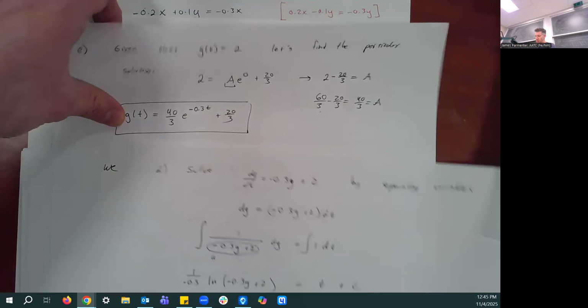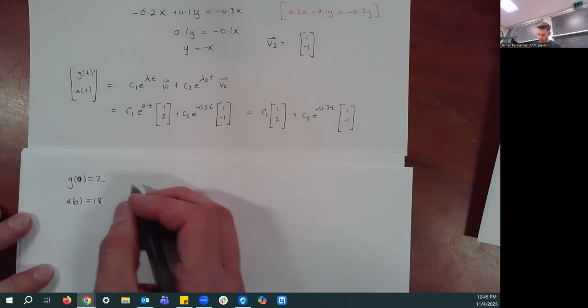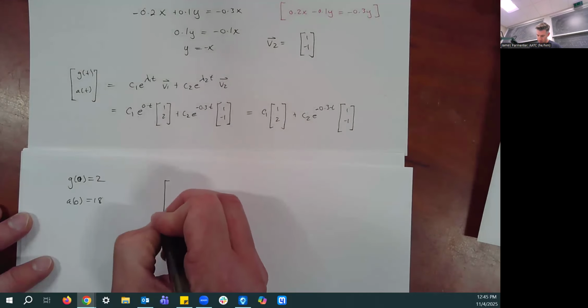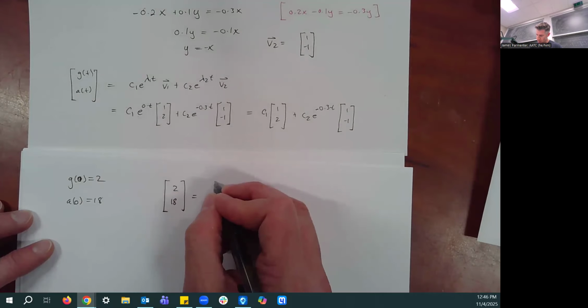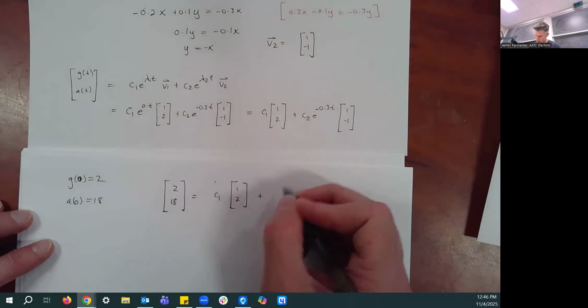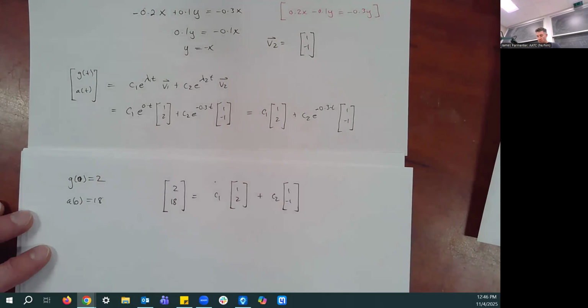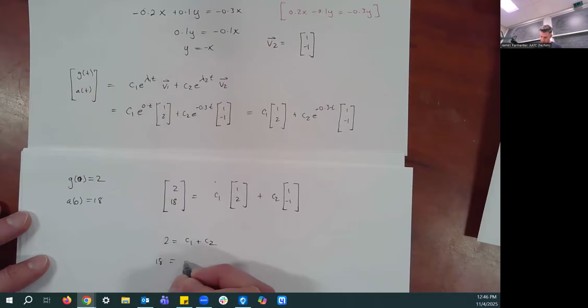We'll come back and fix that in a minute. Sorry, I'm getting a little too hung up on the details here. Let's not worry about it too much. We'll fix it in the end. So here we've got 2, 18 equal to C1 times (1, 2) plus C2 times (1, negative 1). So we've got the system of equations. We've got 2 equal to C1 plus C2. We've got 18 equal to 2 times C1 minus C2.